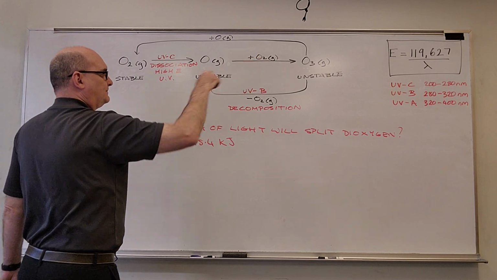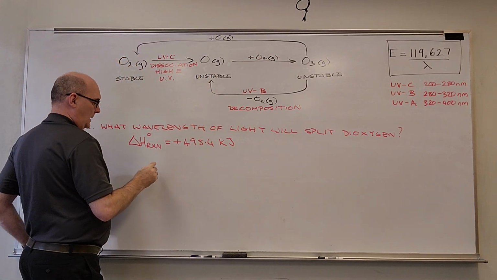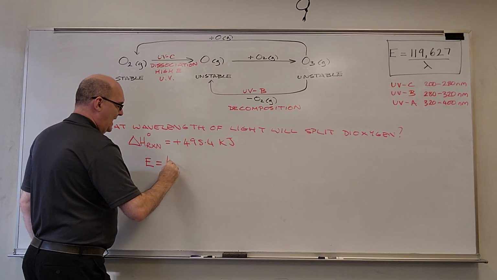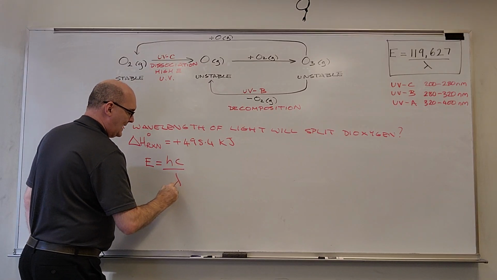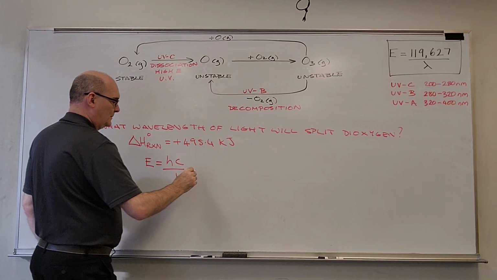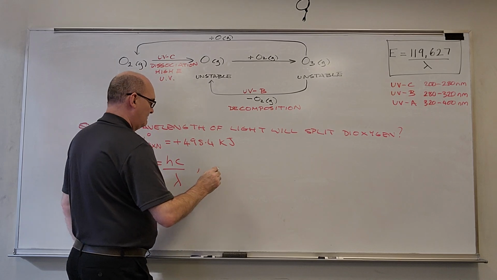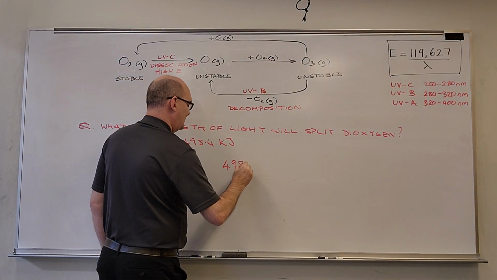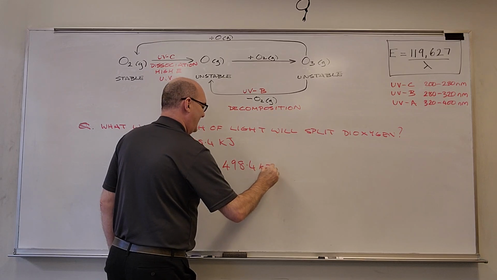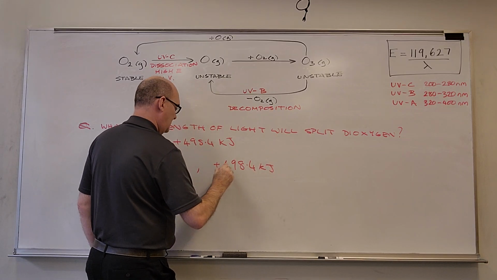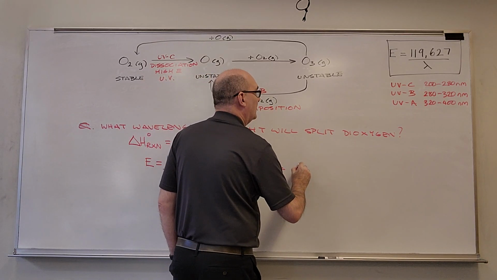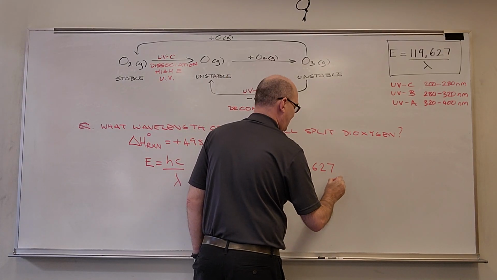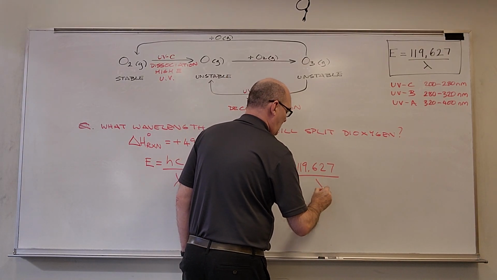All right. E equals hc over lambda. 498.4 kilojoules is equal to 119,627 all over lambda.